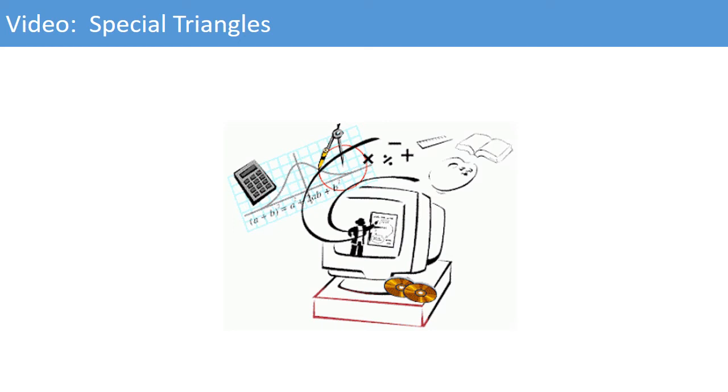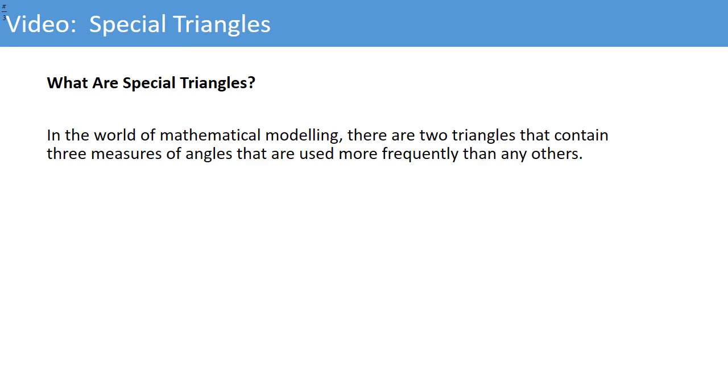Special triangles. What are special triangles? In the world of mathematical modeling, there are two triangles that contain three measures of angles that are used much more frequently than others. These are called special triangles.